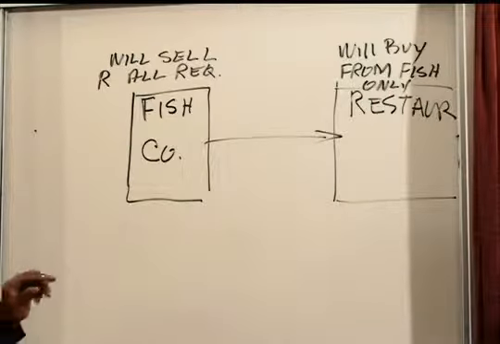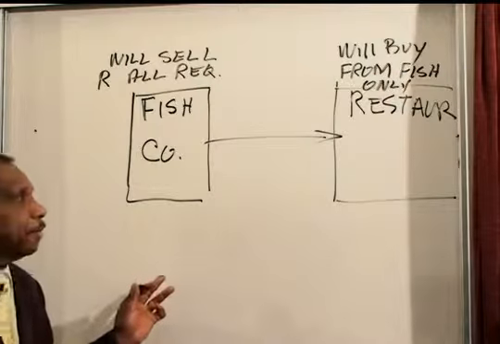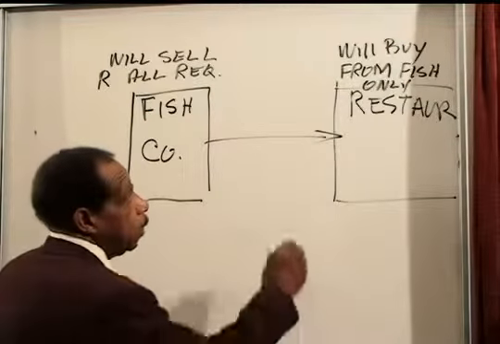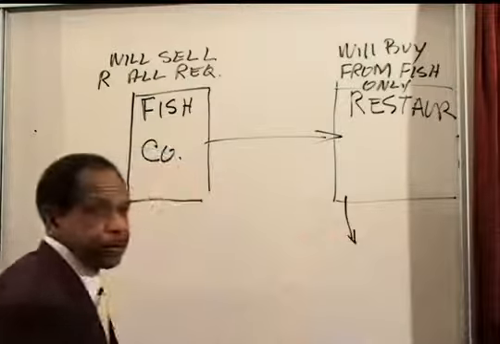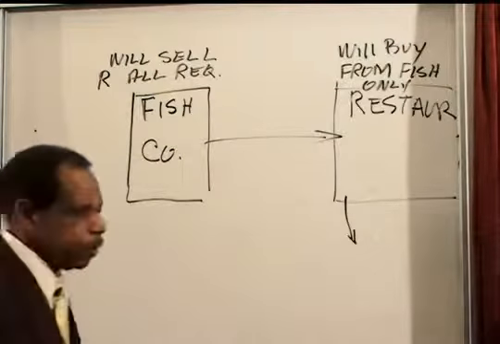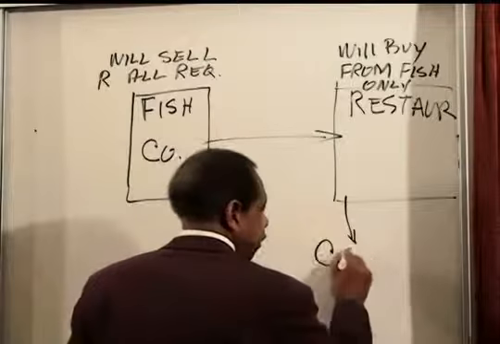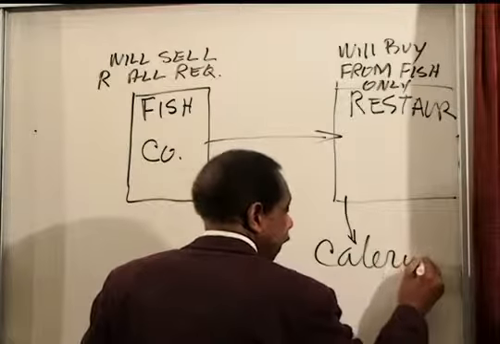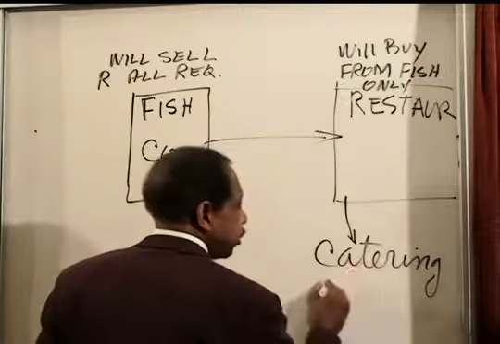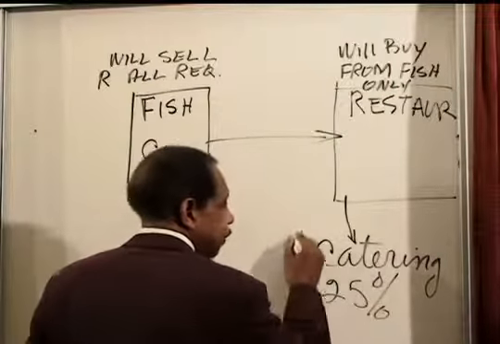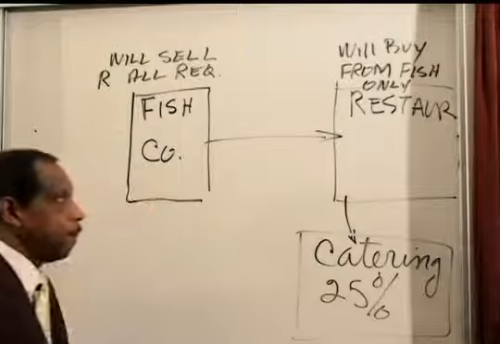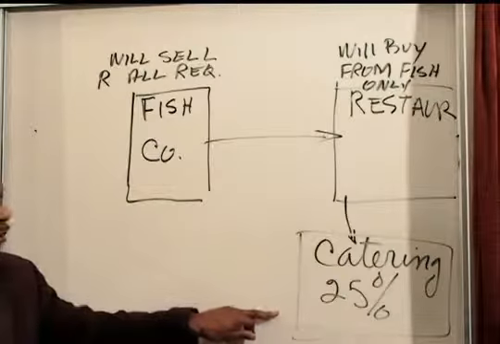Now, in this problem on the real bar, two things happened. One is this restaurant opened a catering business to go from the restaurant, catering. And the catering business increased their demand for fish by 25%. So here's your increase in demand.